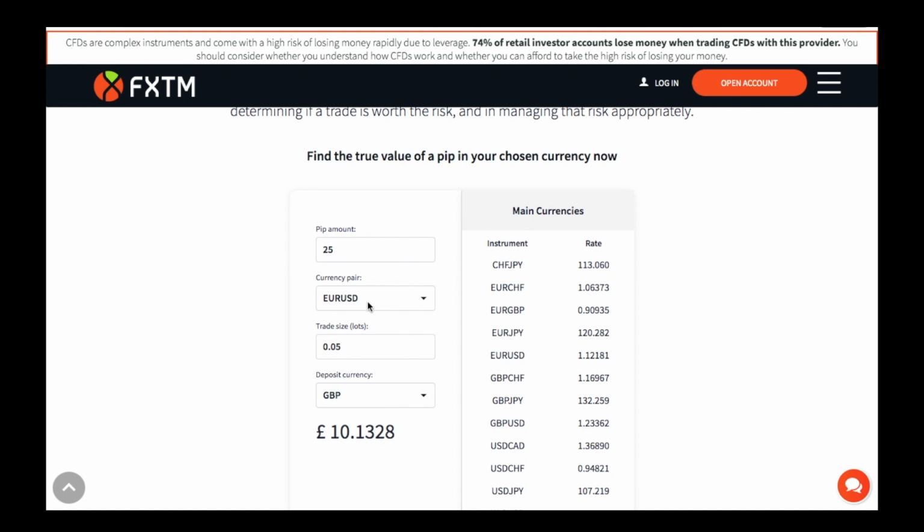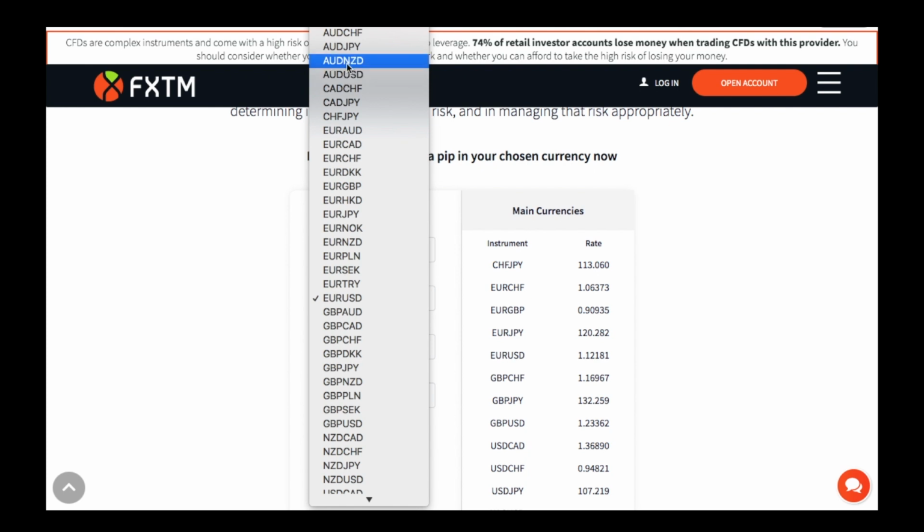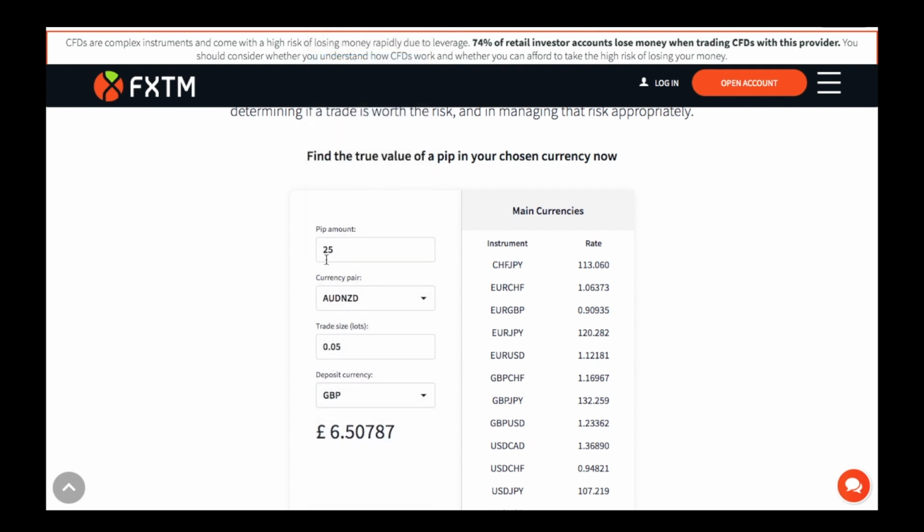So let's say if I was trading Euro USD, you can see that for me to get 10 GBP, I have to have a 0.05 lot size for 25 pips, yeah? If I was to trade AUD New Zealand, now you can see this same lot size is only 6 GBP. So I would have to change that to a 0.08 lot size in order for me to get that, if that was my currency pair that I choose to trade.